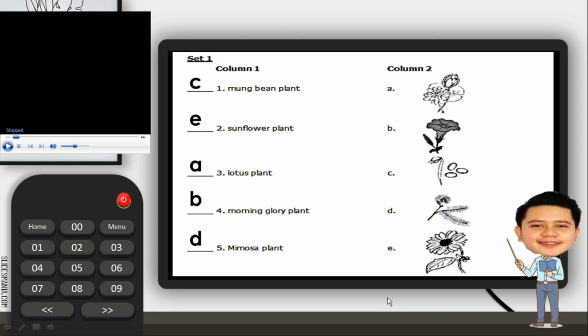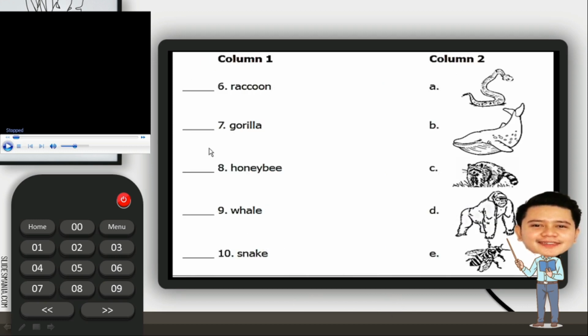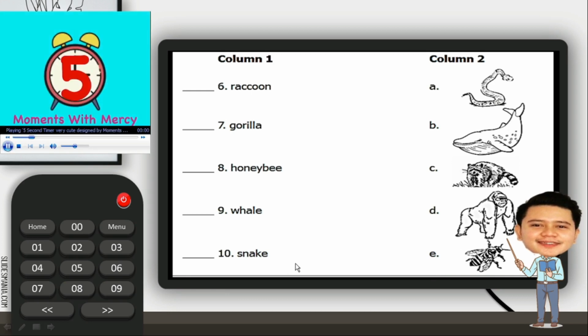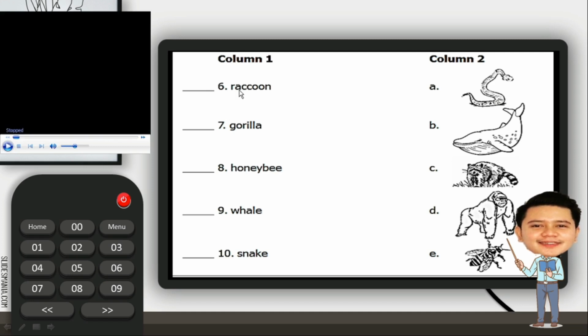Next, we will go to 6 to 10. Identify the animals. For number 6, we have the raccoon. So where is the raccoon here? A, B, C, D, or E? I will give you 5 seconds to answer it, and it starts now. Alright, the correct answer is letter C. So this is the raccoon.